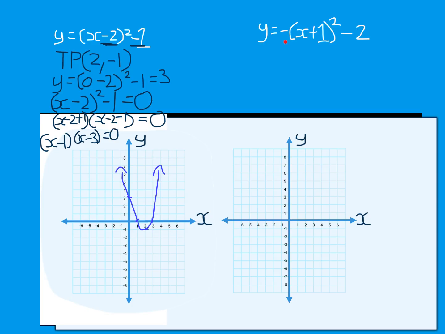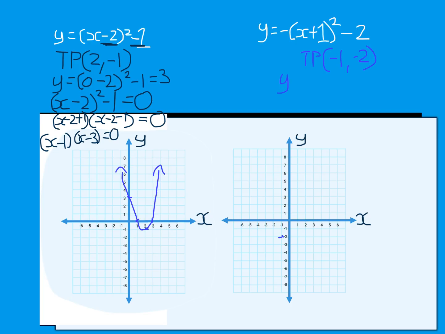All right, let's do this one here. So once again, we can read off the turning point nice and easily. Its x coordinate is the negative of this number here, so -1, and then this number here as it is is the y coordinate of the turning point. So the turning point here, -1, -2 is down there.